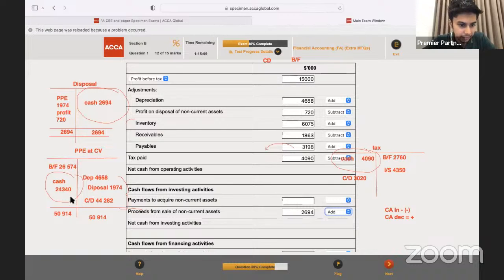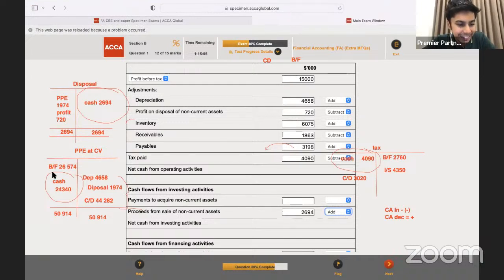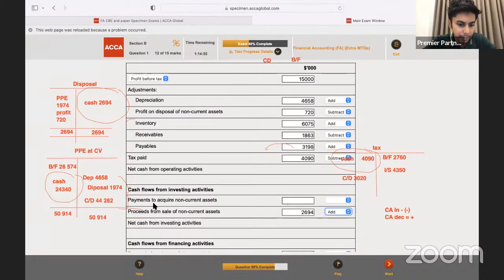Then on the other hand, here this one, guys, PPE debit side. For those who don't know, in the debit side, if the answer is coming as cash, it can only mean one thing. We bought new properties. Here, guys, payment to acquire new non-current assets. So when you buy a new non-current asset, it will come on the debit side. Answer is 24,340. So this is the payment now, guys. Payment means money goes out. So therefore, it has to be subtract.